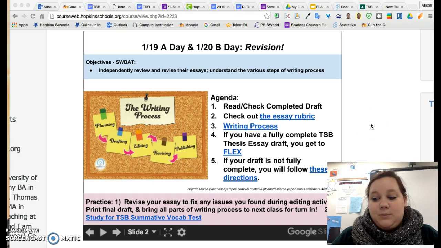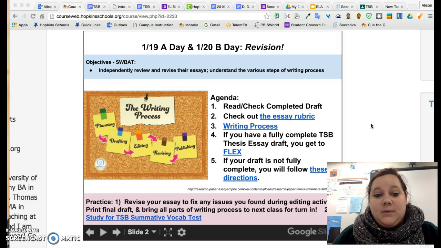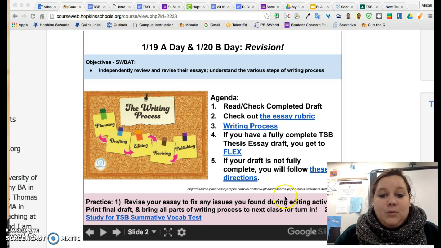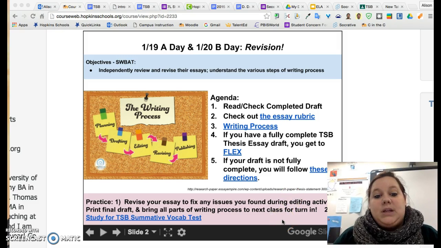You are going to be working independently and self-directed through most of the day today. So to get you started, we're going to walk through the agenda and the practice or homework before you get started. As you can see at the bottom, we have your homework. The first piece is to revise your essay to fix any issues you found during the editing activity. You'll be doing this editing activity today.